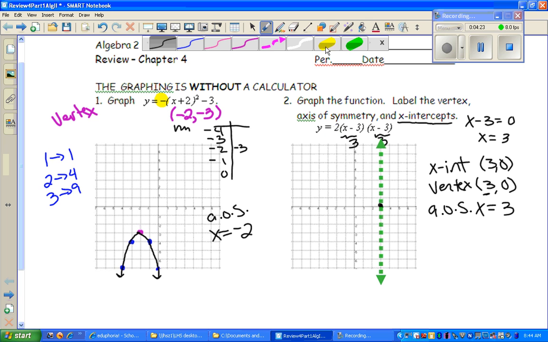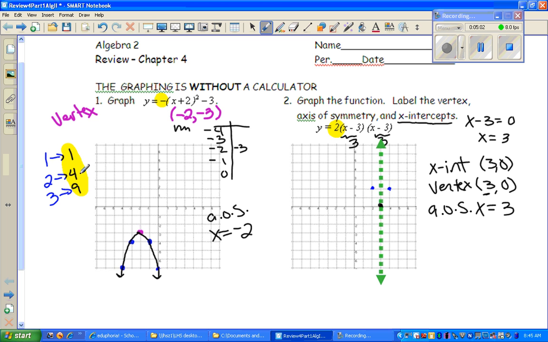It has a 2 out front, which is going to be a stretch on my pattern values. It does not affect how far I'm going to go out, but it will affect how far up and down I have to move. So all the numbers from my pattern here, 1, 1, 2, 4, 3, 9, the change vertically needs to be multiplied by 2 because of the 2 out front there. And it's a positive 2, so it will be happy going up. Instead of going out 1 and up 1, I need to go out 1, and then 1 times 2 is 2. So as I move out 1, I need to go up 2.